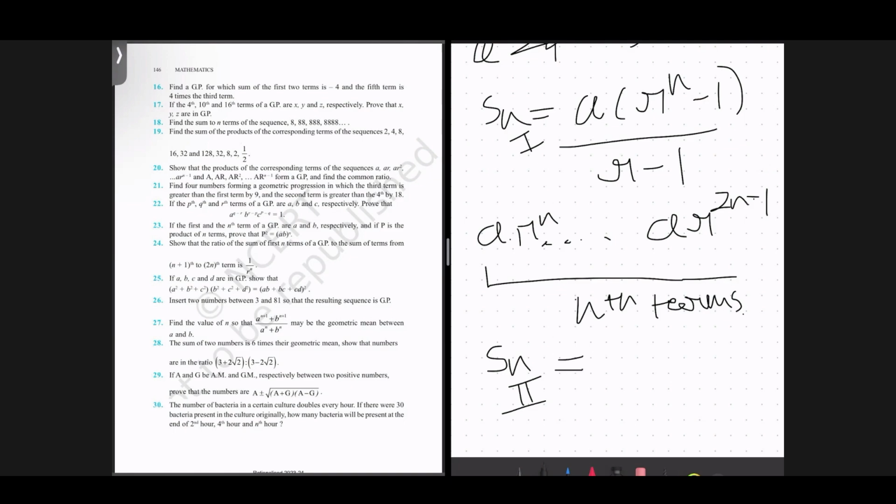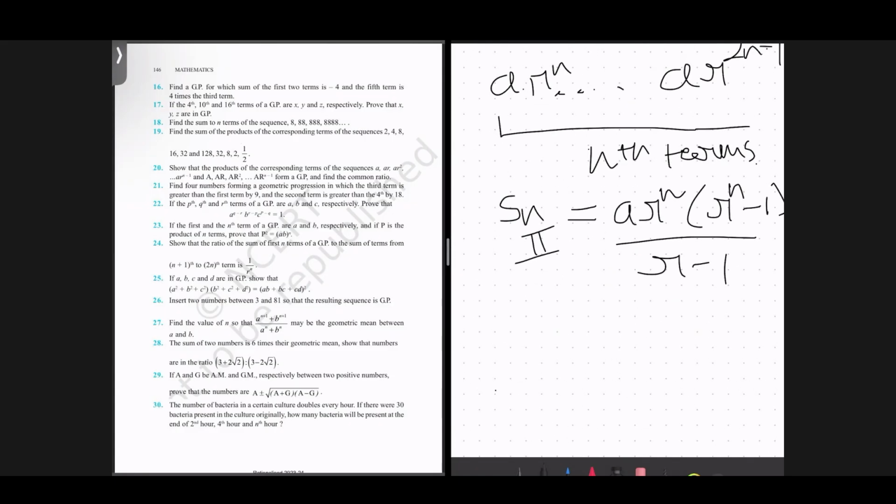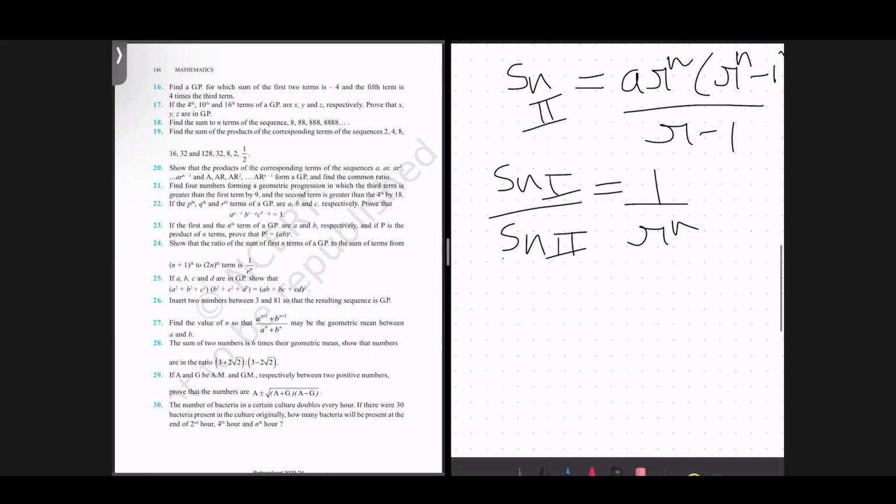The second GP is going to have the first term as a r raised to the power n. The number of terms is n again. So in the bracket we have r raised to the power n minus 1. The common ratio is r again, so in the denominator you have r minus 1. We have been asked to prove that Sn1 upon Sn2 is going to be 1 upon r raised to the power n.